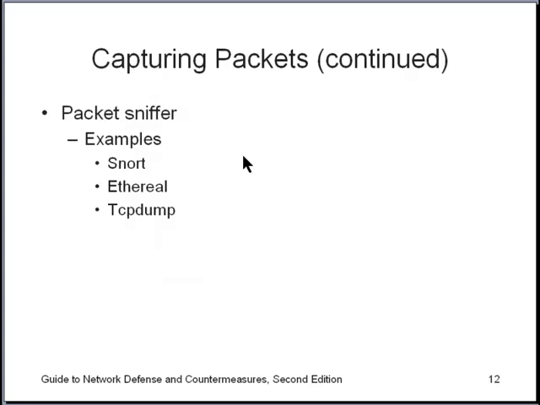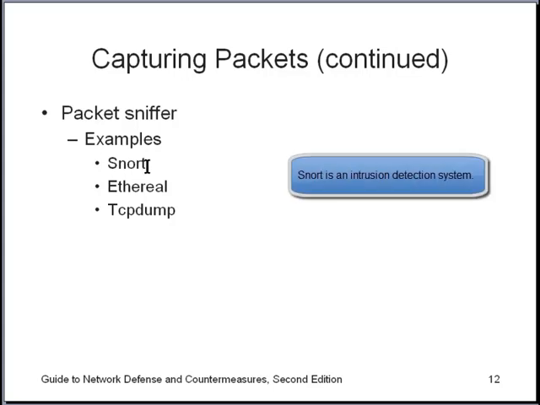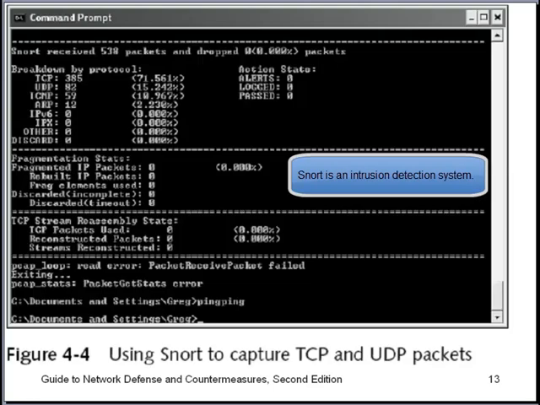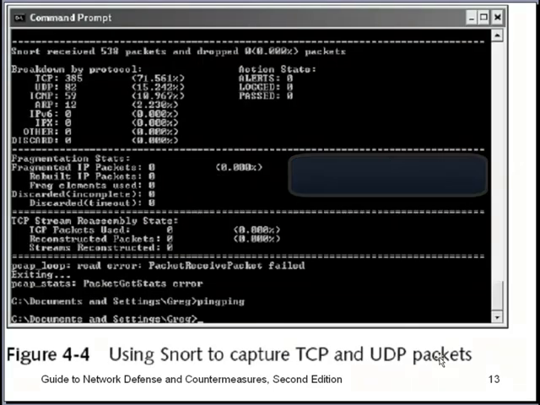What are some packet sniffers available? We've talked about some of them. We've talked about Snort, which we'll get into in much more depth later on. We've given you examples of Ethereal, as well as TCP dump. And this is just showing using Snort to capture TCP and UDP.